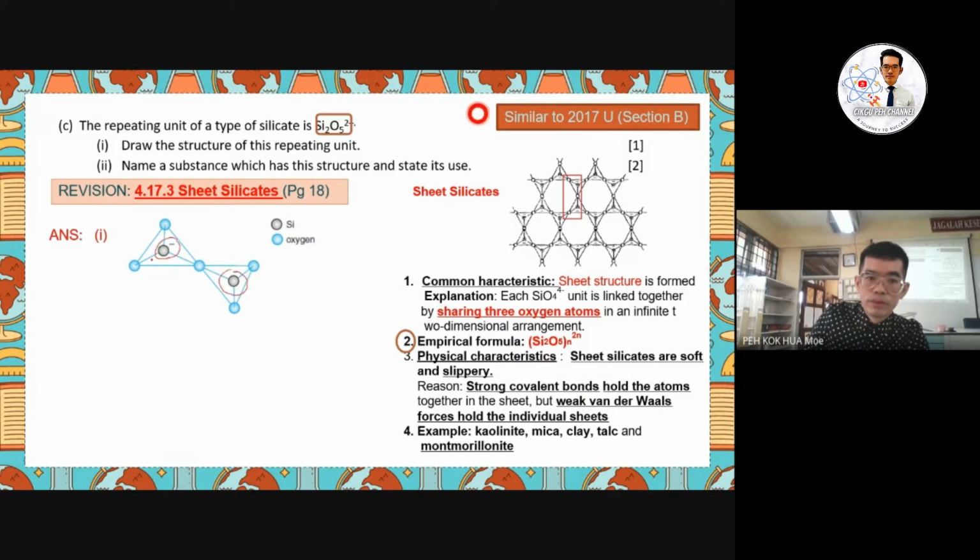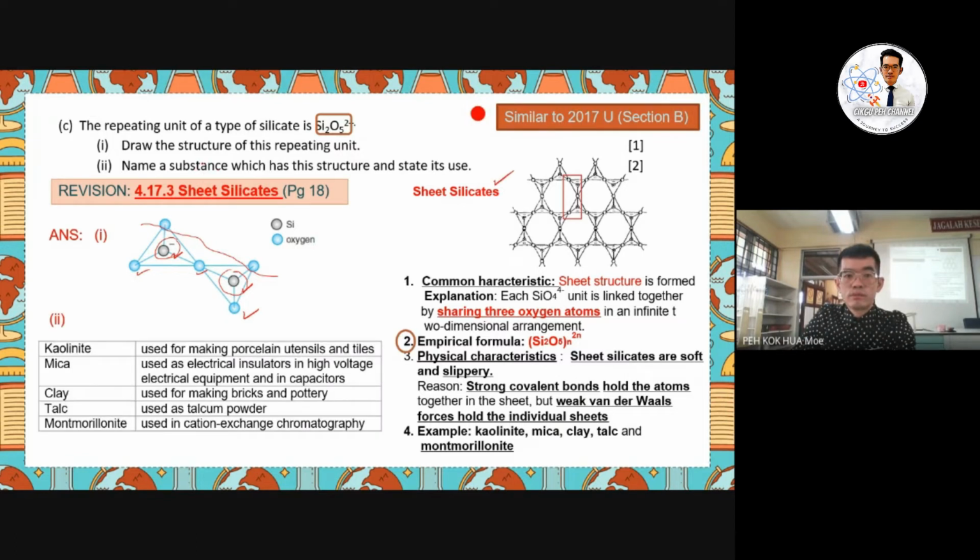And then the oxygen 5 will be this. Here we have behind, we have the silicon. So this will be another unit. So this is first mark. And then you have to name the substance. You need to give the use of the substance.